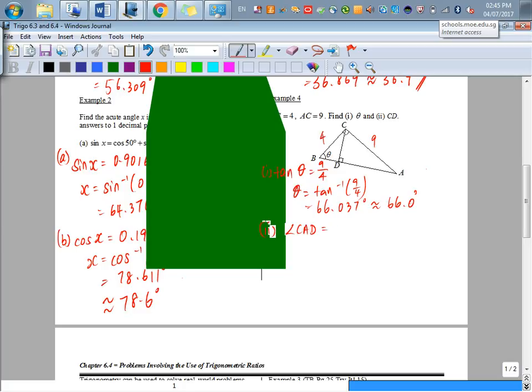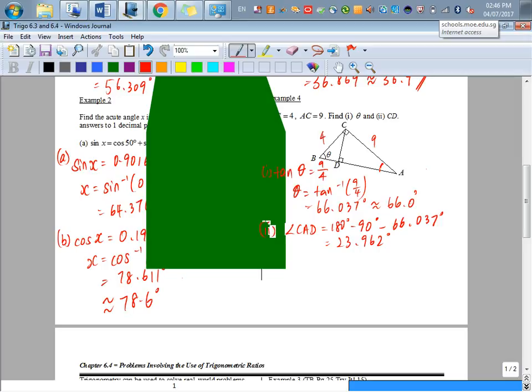Angle CAD is 180 minus 90 minus, should I use 66.0 or 66.037? Use the one with more accuracy, 66.037. So this is our angle CAD, and that will give me 23.962 degrees. That is angle CAD. So once I have this, I have an angle over here. Can I find CD? How?